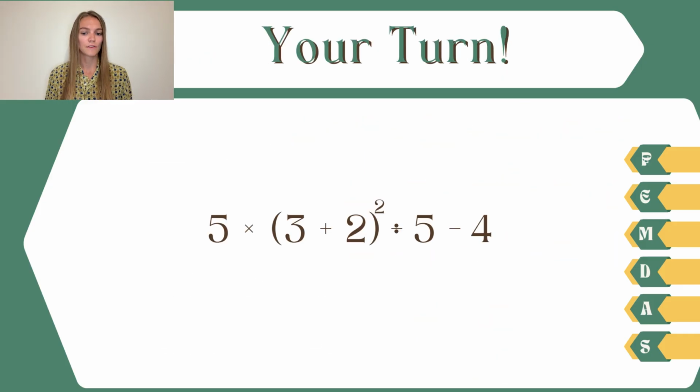Now it's your turn. Here's an equation. 5 times 3 plus 2 in parentheses to the power of 2 divided by 5 minus 4. Take a moment, pause the video, and try to calculate this yourselves.